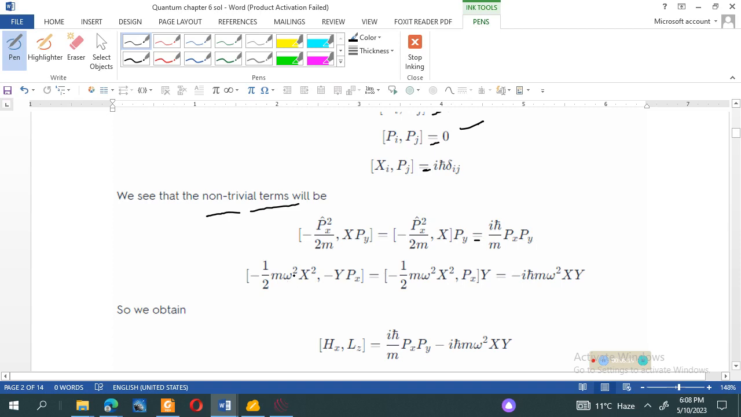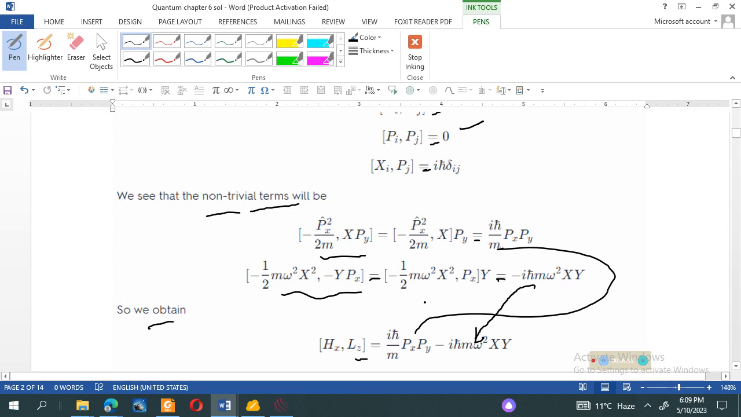Similarly, if we write this, this will be equal to minus m omega square x square over 2m and minus y px, which will be equal to minus m omega square x square and this. So this will give minus iota h cut m omega square x and y. So for both terms we obtain, in place of this term we will write iota h cut m, and in the place of this term we will write this term. So Hx and Lz is equal to this.